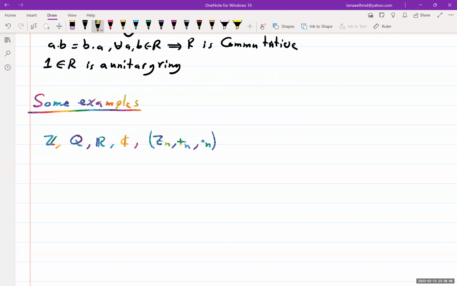So we have the isomorphism Zn isomorphic to Z over nZ. So these two sets are the same.